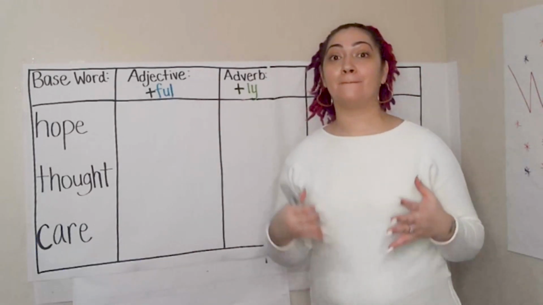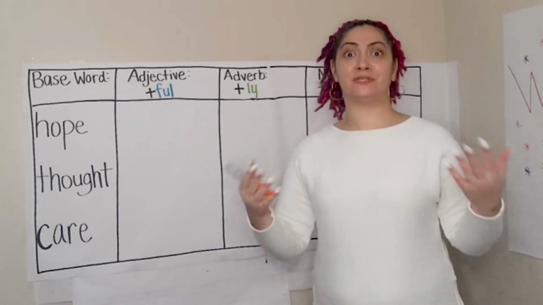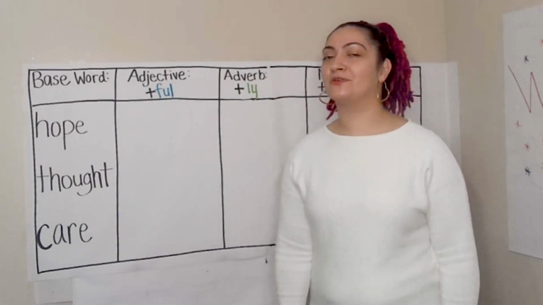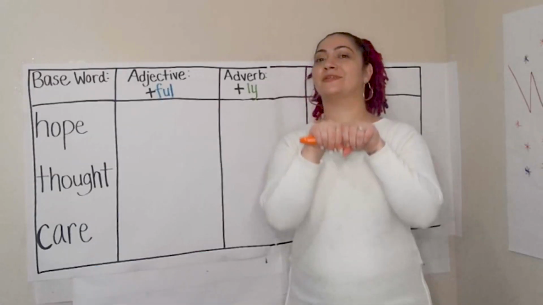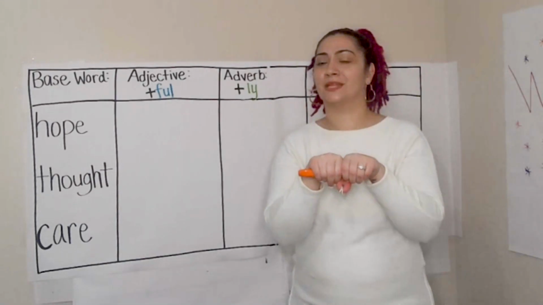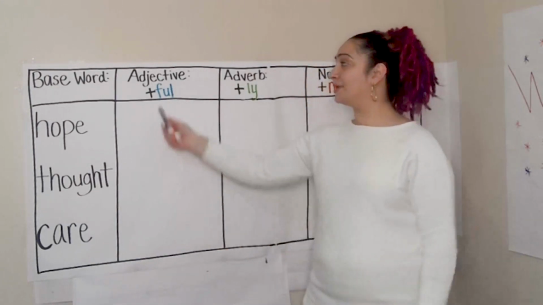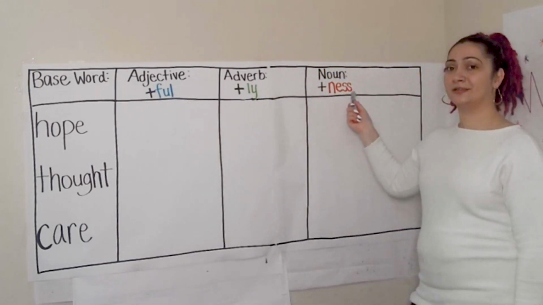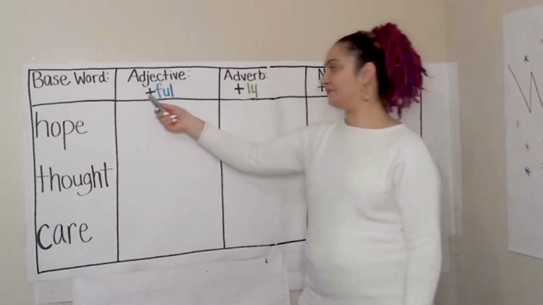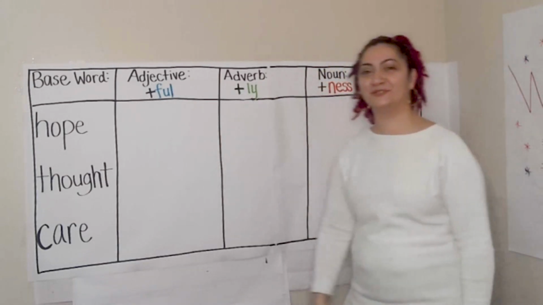Today we are going to be building upon words. Building words and building upon those words. We are going to be adding suffixes to the end of words to make new words. Remember, those new words are going to have new meanings. The suffixes we are going to work with today are full, ly, and ness. Can you say those with me? Full, ly, and ness. Absolutely.